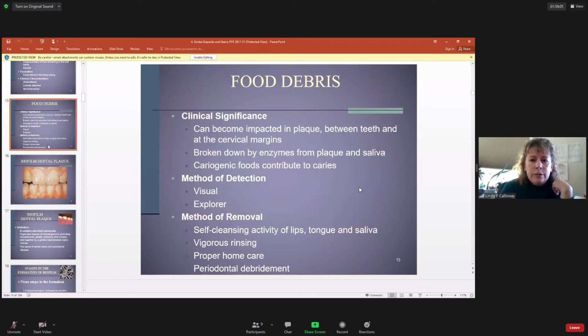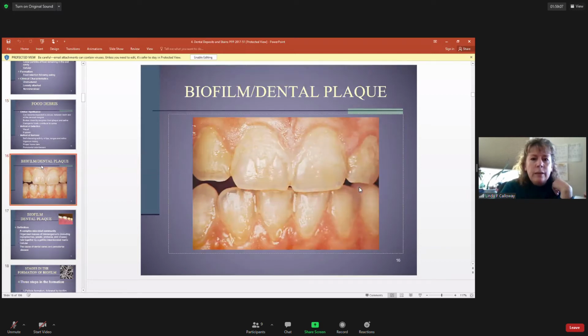More definitions of food debris, you can read that. This is the biofilm, which is dental plaque. Okay, so you need to know the term biofilm. It can be used interchangeably with dental plaque.